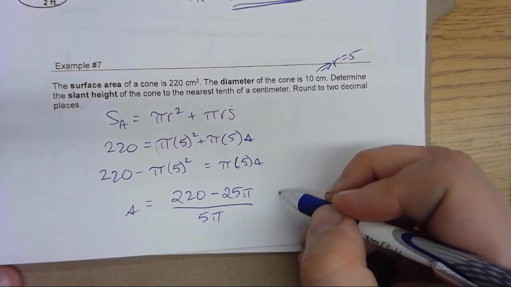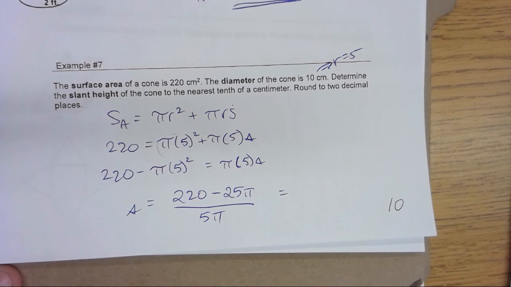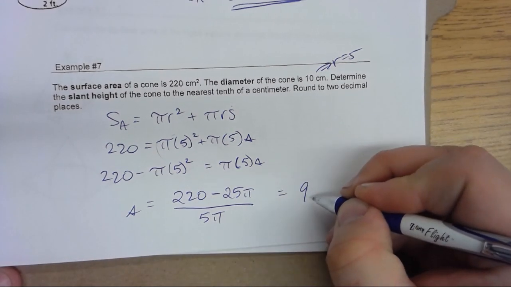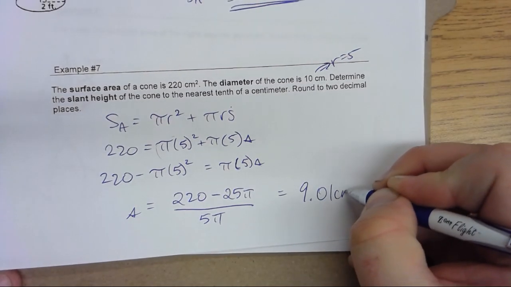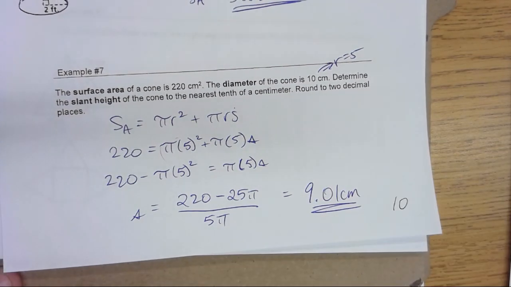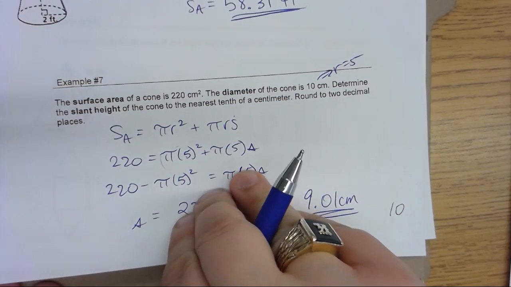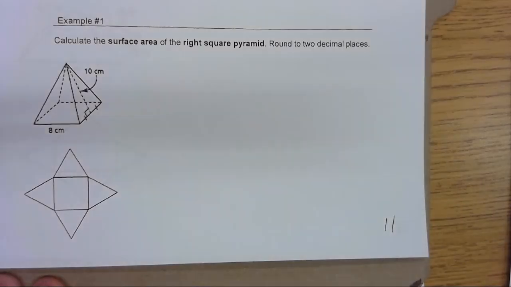So I actually have to take out my calculator and run that through the calculator. Again, that's something you should try. Maybe pause the video, try punching buttons. Here's what you should get for the slant length. Okay? So that's cones.